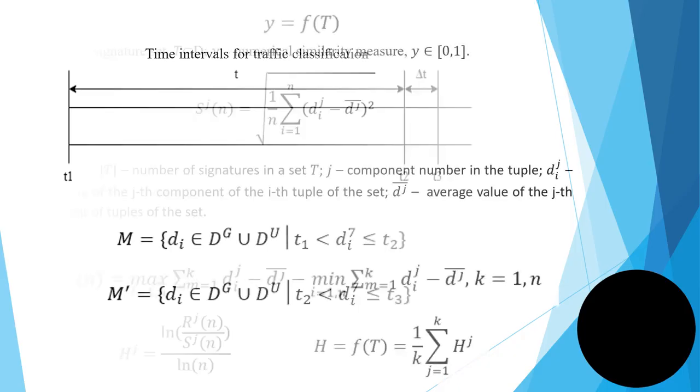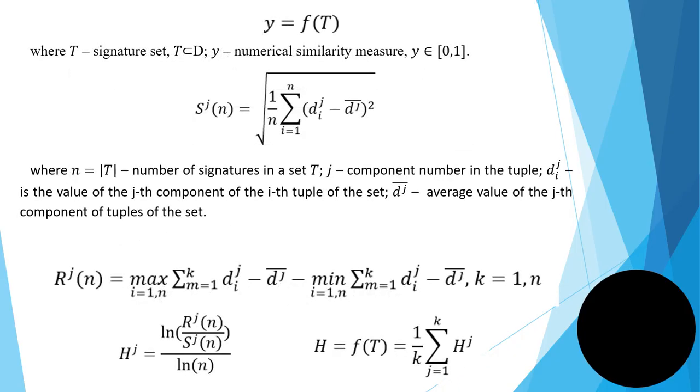Define the similarity function. To determine the similarity of a packet signature to a set of previously defined packet signatures, we define the function Sn of the standard deviation. The function Rn, range of the accumulated deviation of the function, and determine the Hurst coefficient for each component of the tuple. Define the Hurst coefficient for the packet signature as the average of the Hurst coefficients for each component of the tuple. After the analysis is completed, the set DU will contain signatures that are undefined or different from the allowed signatures and require further analysis.